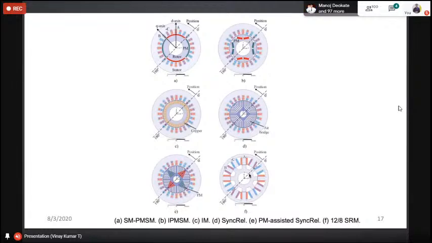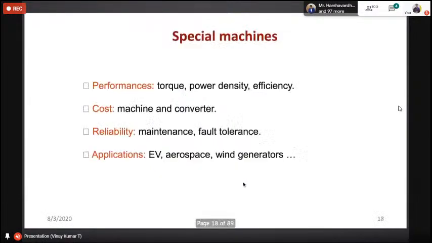This machine is the switch reluctance machine. No winding on the rotor side. Rotor poles and stator poles are both projected type, salient structure. That's why there is no reaction torque. Only reluctance torque is there in the switch reluctance motor.